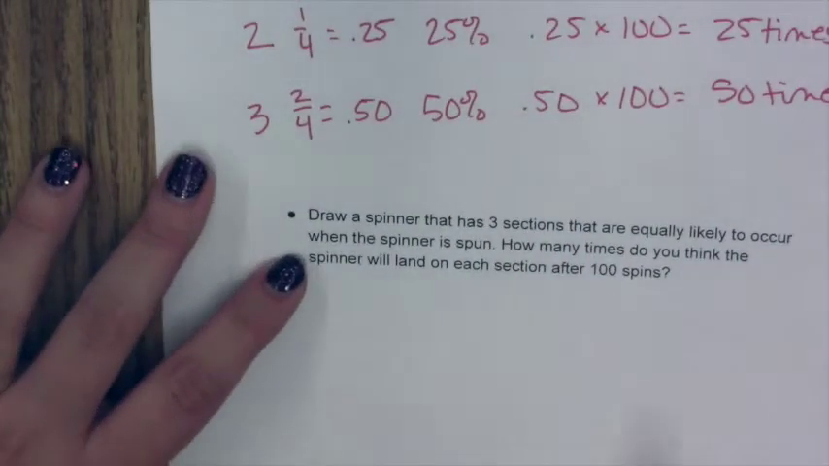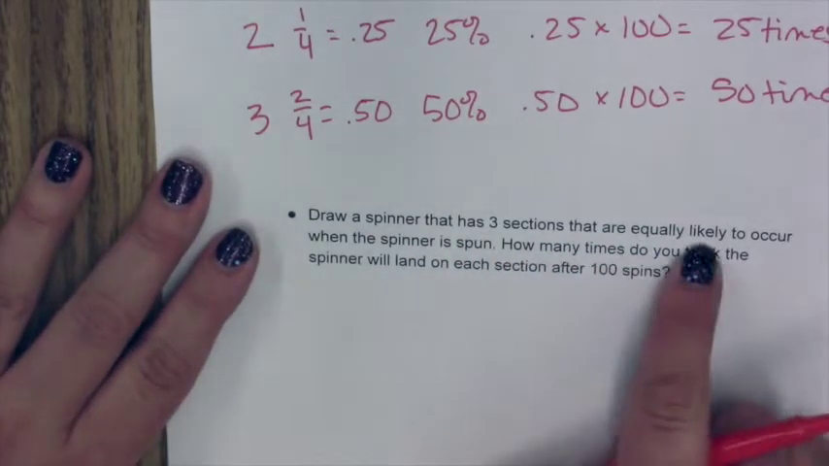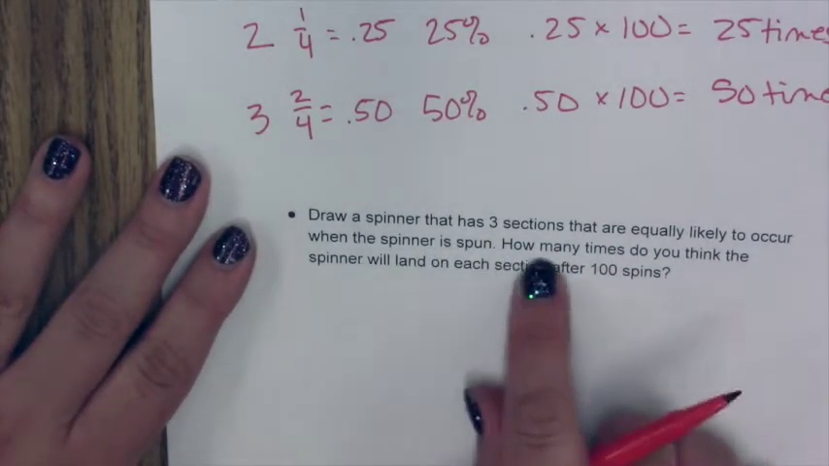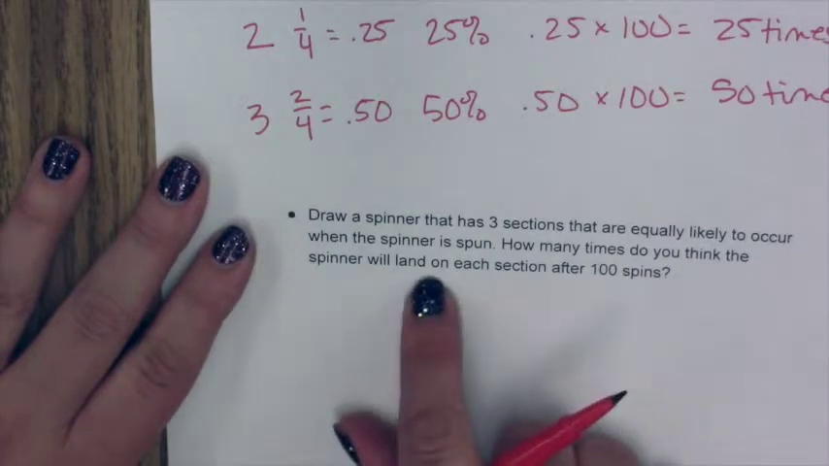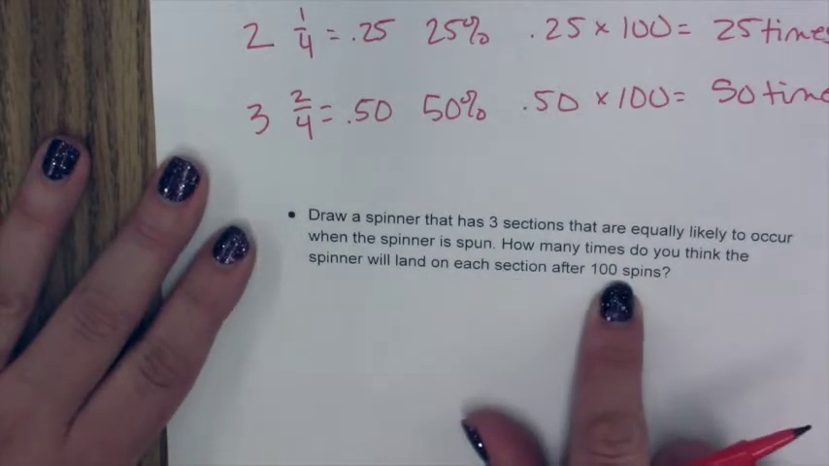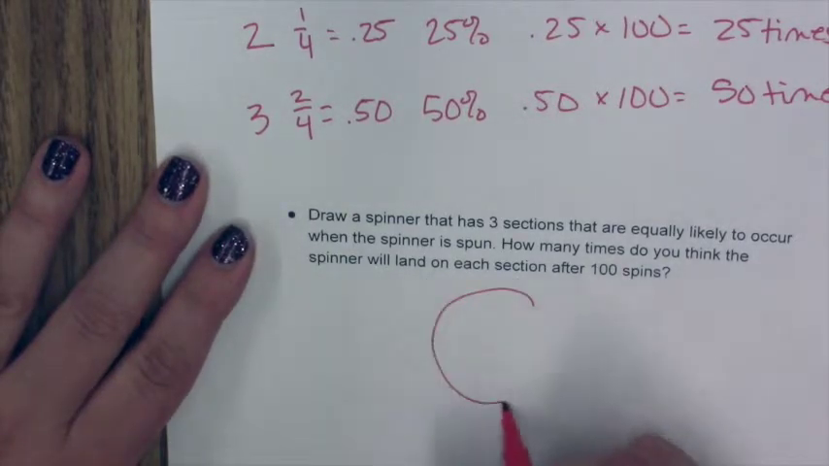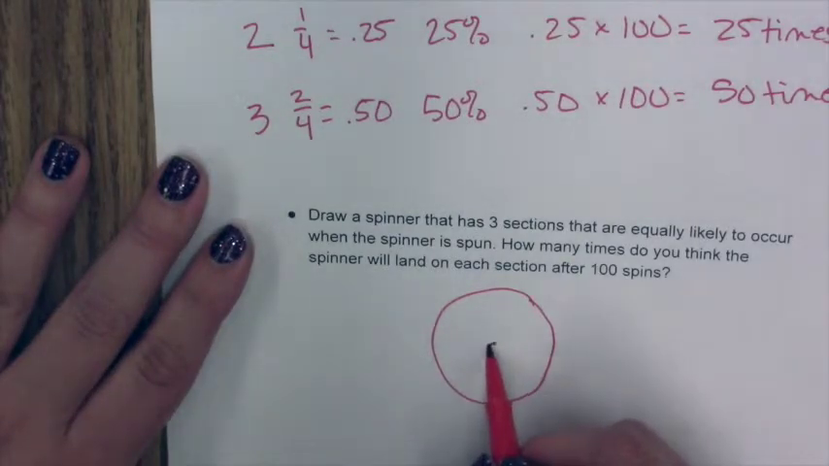All right, draw a spinner that has 3 sections that are equally likely to occur when the spinner is spun. How many times do you think the spinner would land on each section after 100 spins? So if we have a spinner, and it's a little hard to do because we're going to have to break this up into thirds.